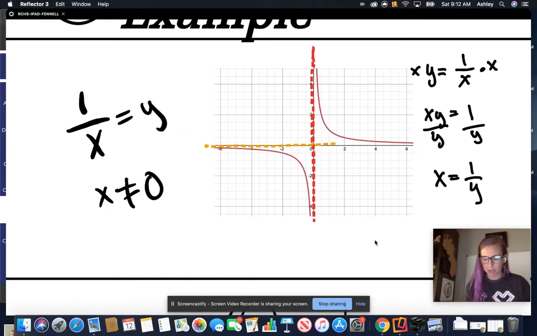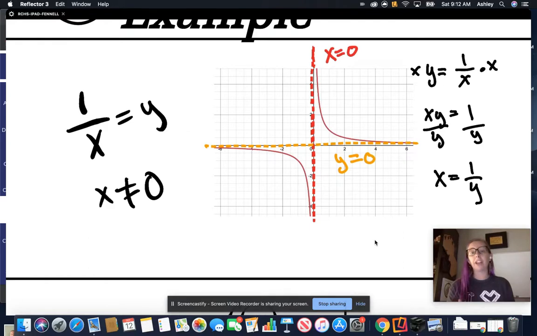So what we get here is another asymptote. We have a vertical asymptote here at x equals 0. And then we have a horizontal asymptote at y equals 0 because both those values make the function undefined. You cannot have x equal to 0 or y equal to 0 because it breaks the function. We divide by 0, that is not okay.